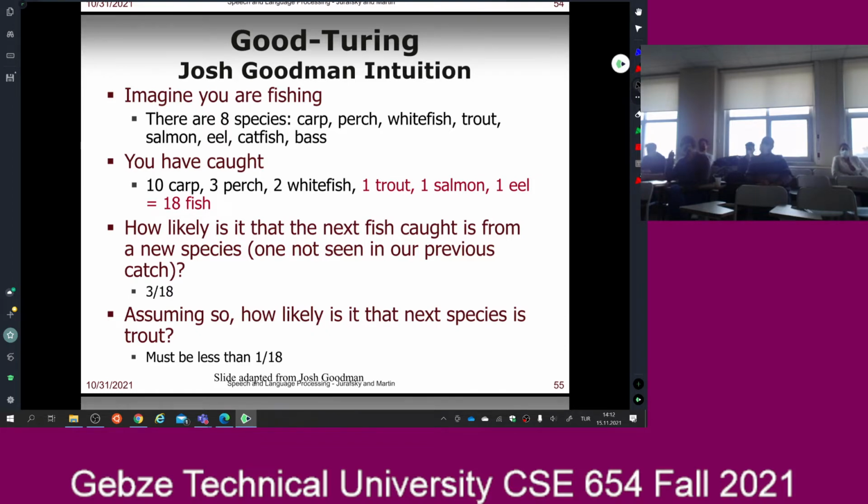So I know that in my dictionary there are 8 types of fish. I know that I'm going to get one of them. If I get something else, that would be an unknown fish, so I am not going to consider it yet. So far I have caught 10 carp, 3 perch, 2 whitefish, 1 trout, 1 salmon, and 1 eel, a total of 18 fish. So I did not catch any of these. Catfish, I know I caught 1 eel.